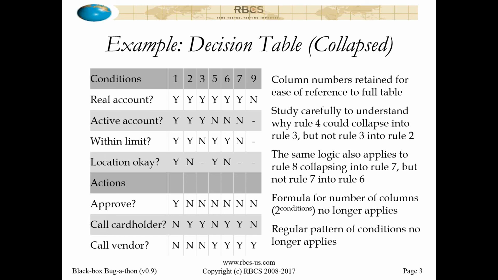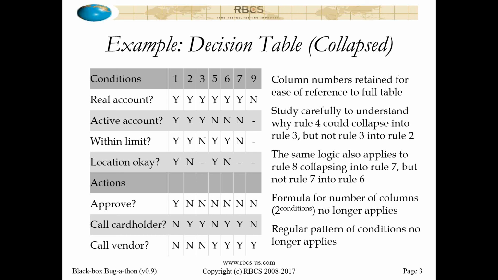Other questions? Let's see. Fadi has a good question here. The number of columns or rules grows exponentially with an increased number of conditions. When does this technique become impractical?